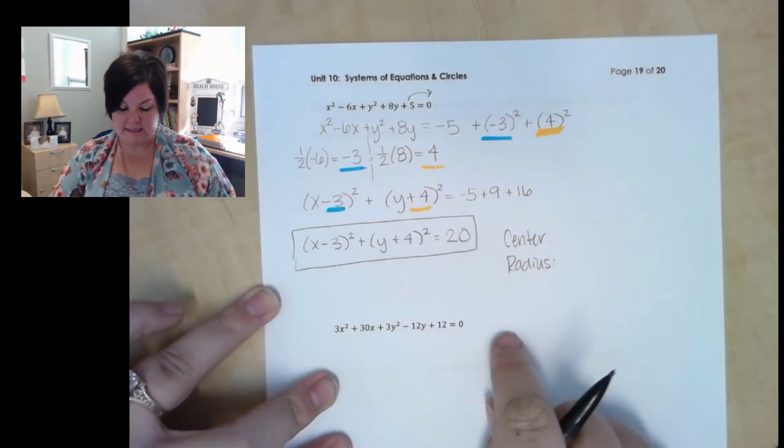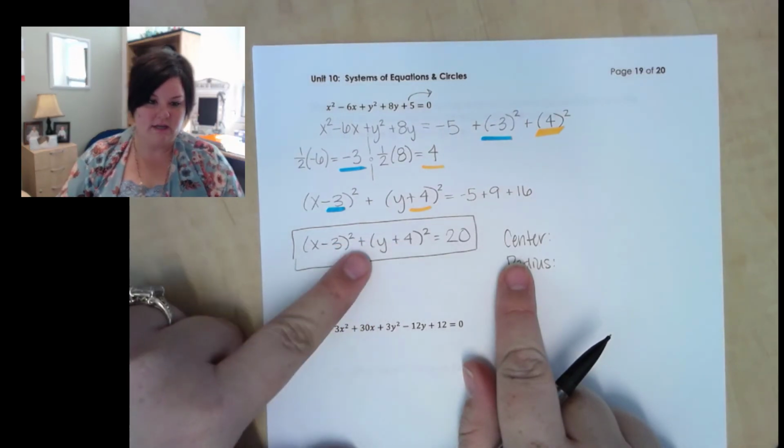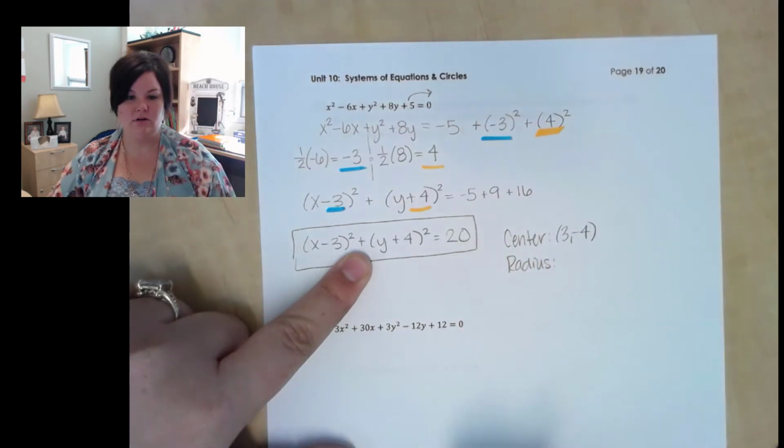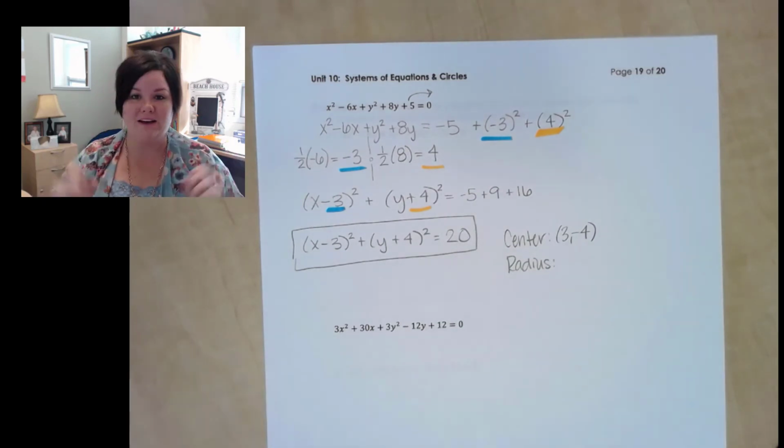And then I'm going to go ahead and identify my center and my radius. I can easily see here that my center comes from these two numbers, but I change their sign. So I end up with a center of (3, -4). Make sure you write that as an ordered pair with parentheses, because it is a point on the graph.